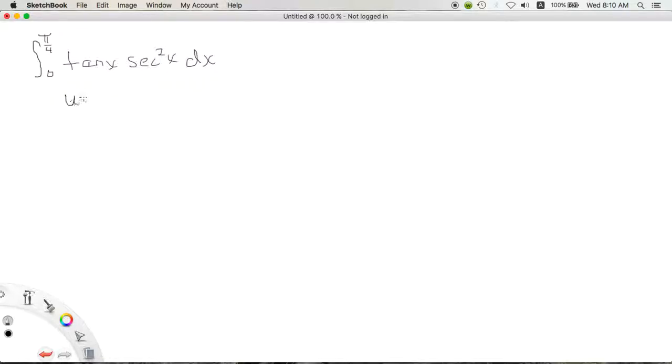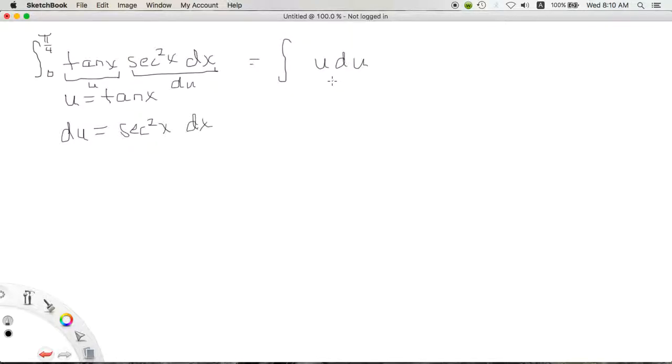So let's let u be tangent x, because then the derivative is secant squared x dx. So here's our u, and here's our du. So now we're to the integral of u du, which is a simple one we know how to do.